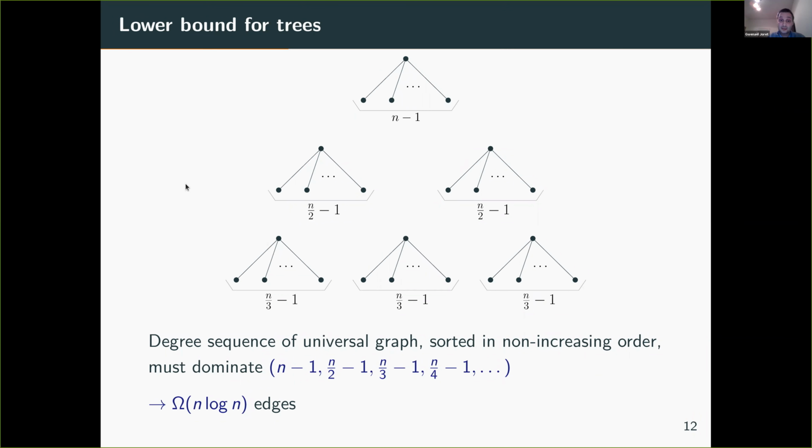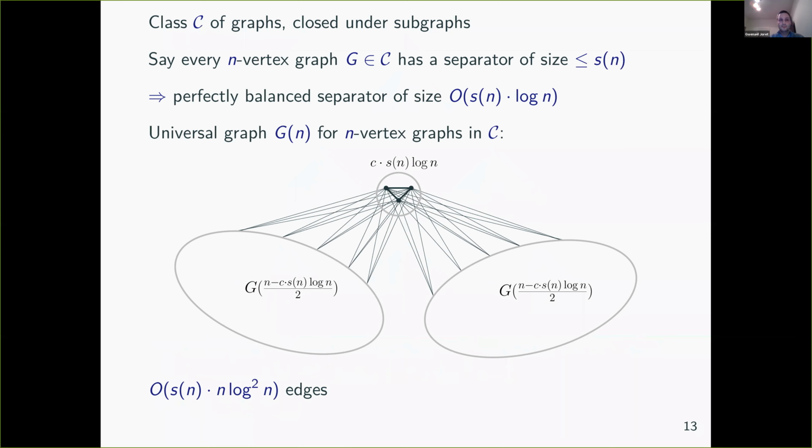So this means that when you look at your universal graph and you sort the degree sequence in non-increasing order, then that degree sequence must dominate, well, roughly n over 2, n over 3, n over 4, etc. So this gives you an n log n lower bound on the number of edges for trees. Okay, so n log n is tight for trees. Okay, so let me go back to separators.